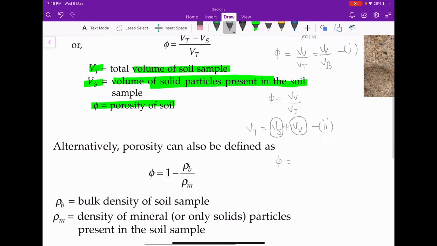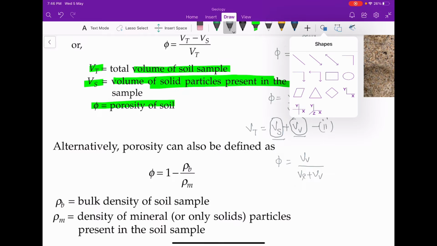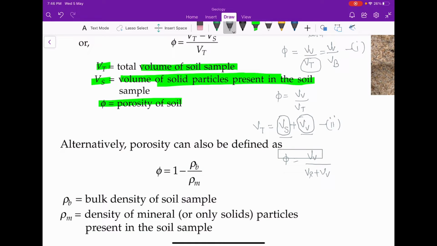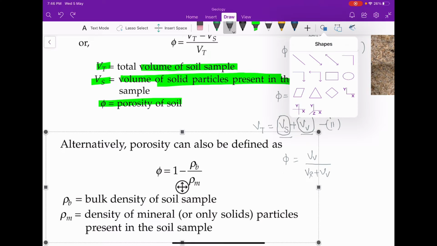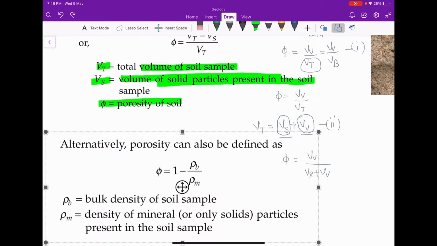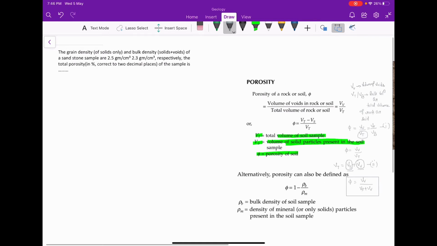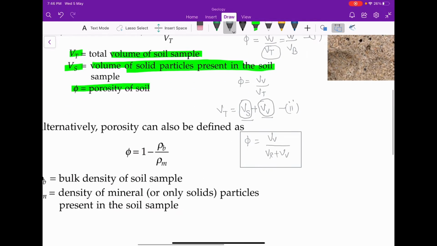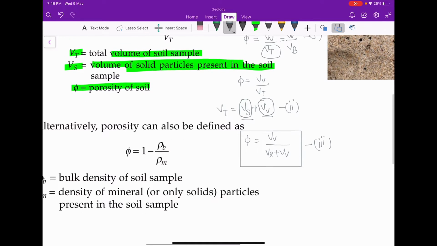So in equation 1, instead of Vt, we can write the sum of Vs plus Vv. So that will be Vs plus Vv. This is another form of porosity. So phi is equal to Vv divided by Vs plus Vv.